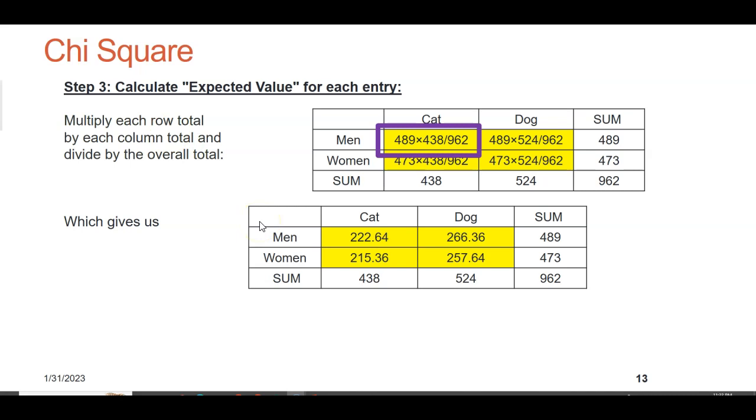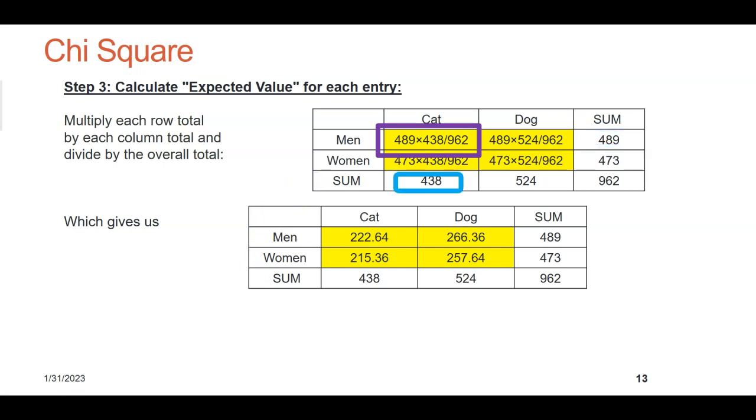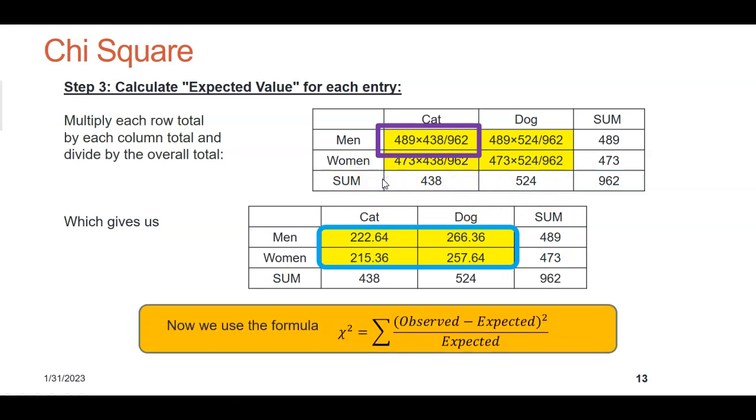In step 3, we now calculate the expected value for each entry. For that, we're going to multiply each row total by each column total, and then divide by the overall total. That's how we end up with the numbers here. Now we can plug these numbers into the mathematical formula in the orange rectangle here. And the chi-square formula is chi-square equals the sum of all observed minus all expected values squared divided by the expected values. We're going to do that next.